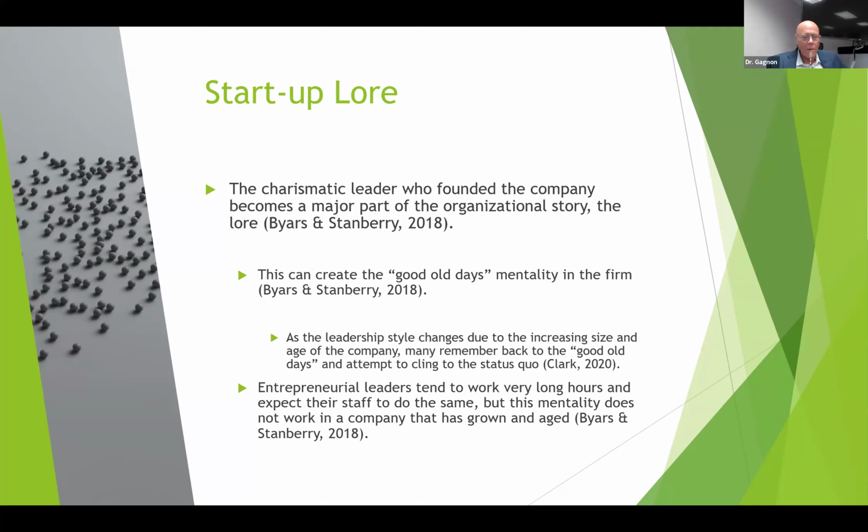Entrepreneurial leaders tend to work very long hours and expect their staff to do the same. But this mentality does not work in a company that has grown and aged.